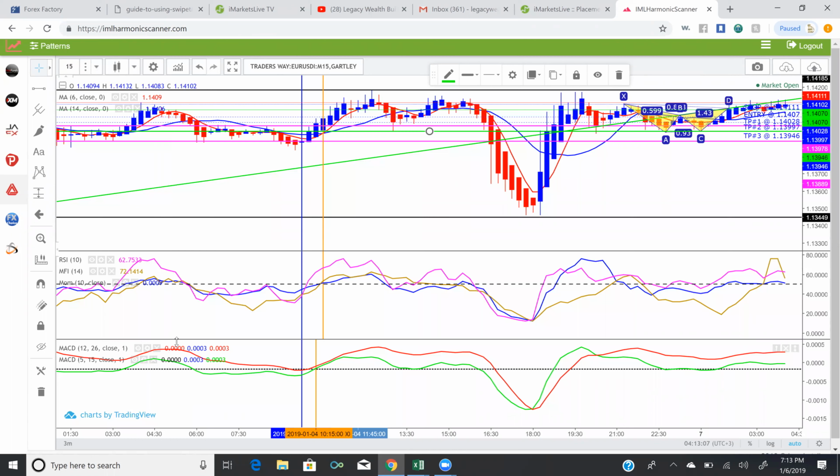Y'all, this is a $5.3 trillion a day market. You can definitely get money anytime you want. You don't have to stay in a trade and guess. You know what I'm saying? I'm trying to help you guys really look at the market and say, okay, I know I'm good.